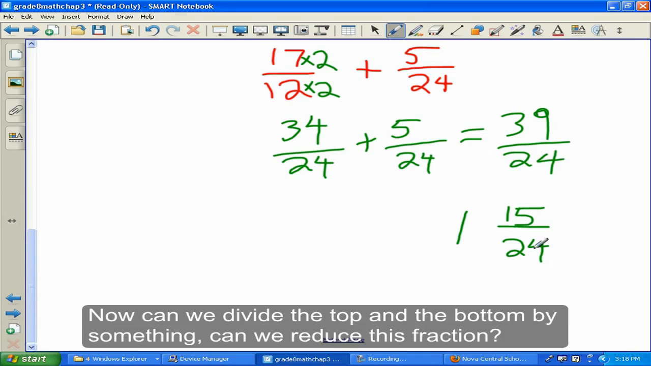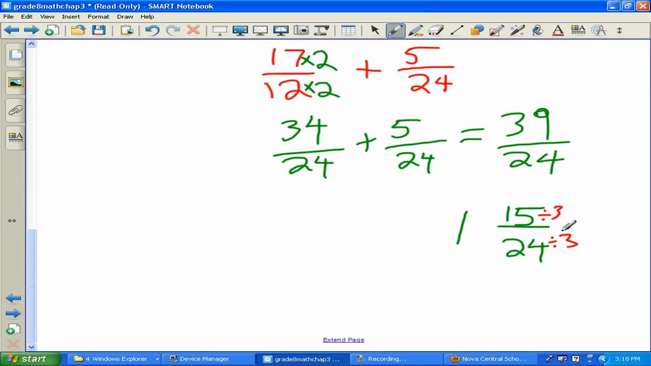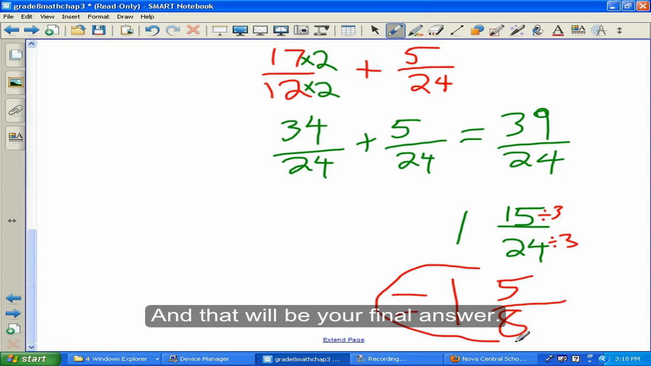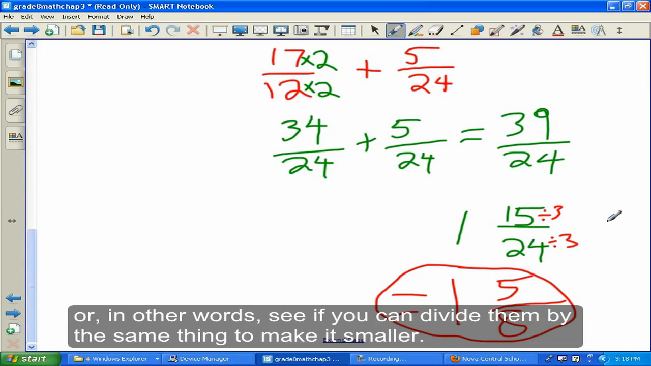Now, can we divide the top and the bottom by something? Can we reduce this fraction? Well, if I divide this by 3 and divide the bottom by 3, I can reduce this fraction: 15 divided by 3 is 5, and 24 divided by 3 is 8. And that will be your final answer. So always remember to reduce your fractions to as low as it can go, or in other words, see if you can divide them by the same thing to make it smaller.